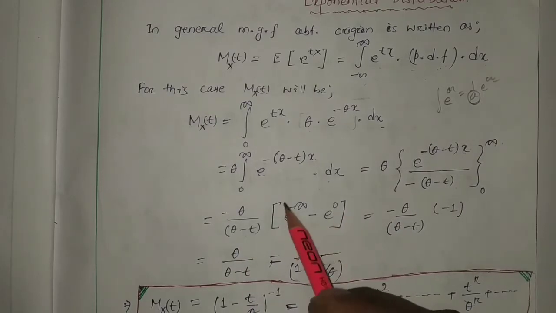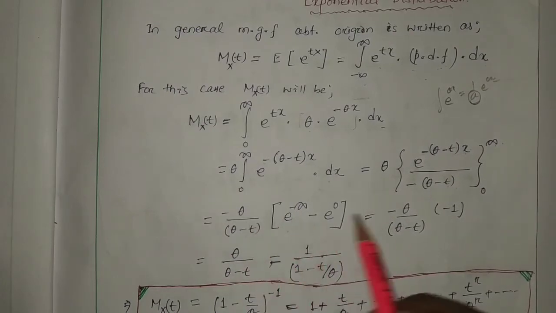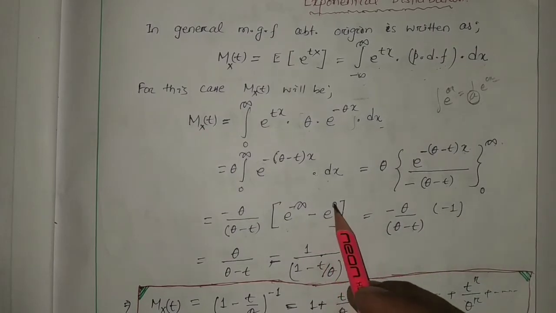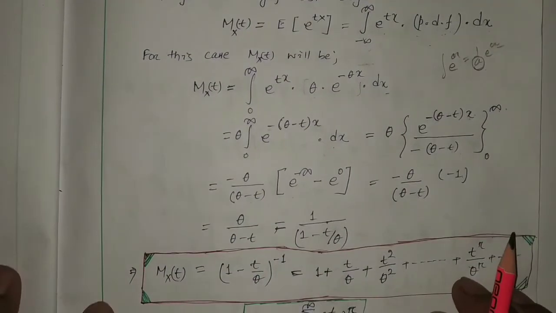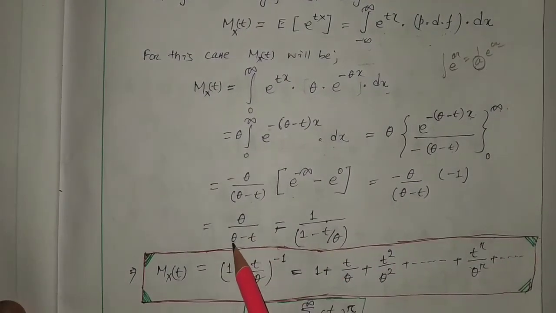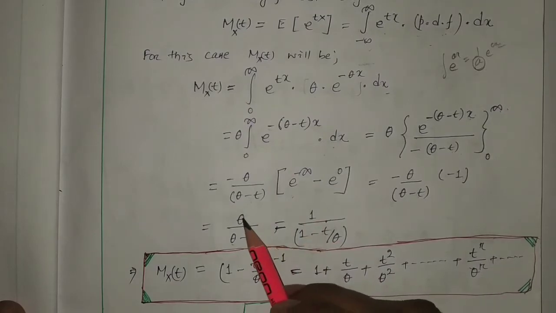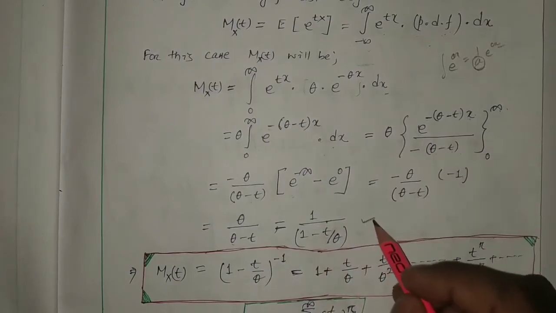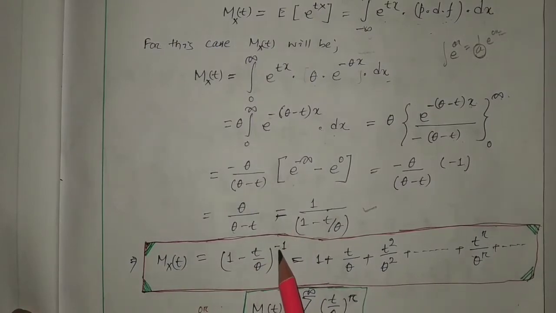We know that e to the minus infinity value is equal to 0. So here we found minus theta by theta minus t into, e to the 0 is nothing but 1, so minus 1. So minus minus multiplied, and we are going to get theta by theta minus t, or if we divide each term by theta, you can get 1 by 1 minus t by theta. So that implies M_X(t) is equal to (1 minus t by theta) to the power minus 1.